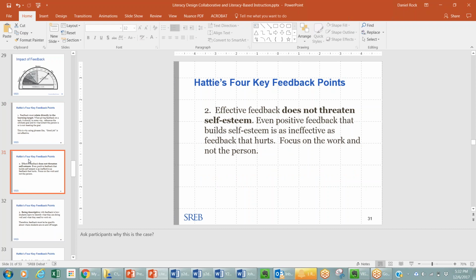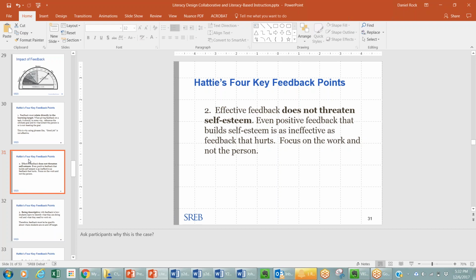It does not threaten self-esteem. When we talk about anybody personally, it just triggers an emotional response that makes listening to the feedback impossible. So in order for feedback to work, it has to avoid triggering any kind of emotional feeling. You've all experienced that before, probably with me.